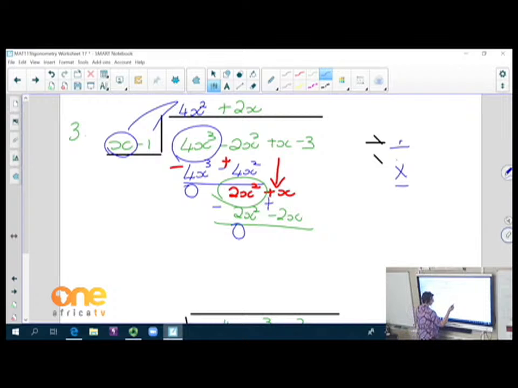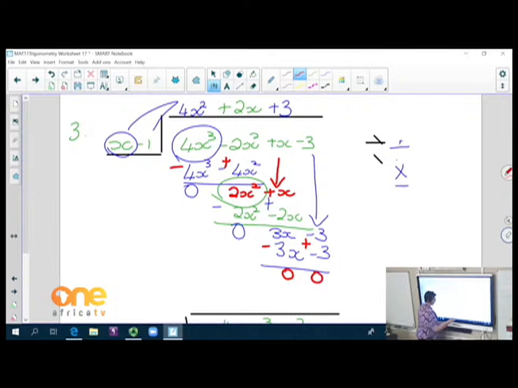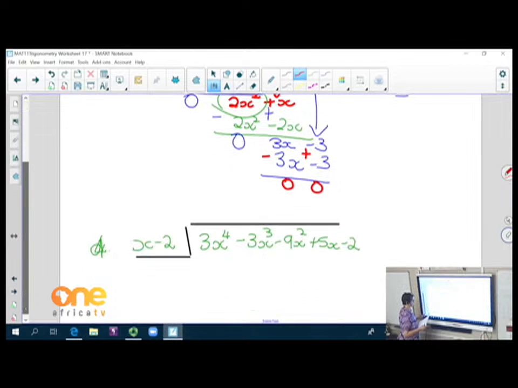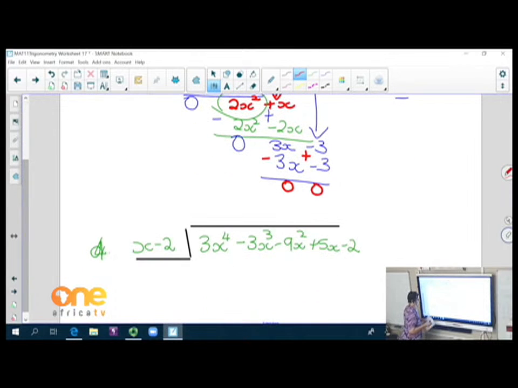And then plus 1 plus 2 is 3x. And we bring down the negative 3. So how many times will it now divide into that one? Plus 3 times. Look at your signs. So then we have 3x minus 3. We're still going to subtract and change the second signs. And then 0, 0. So there is no remainder. So that one is a factor. That is a factor.